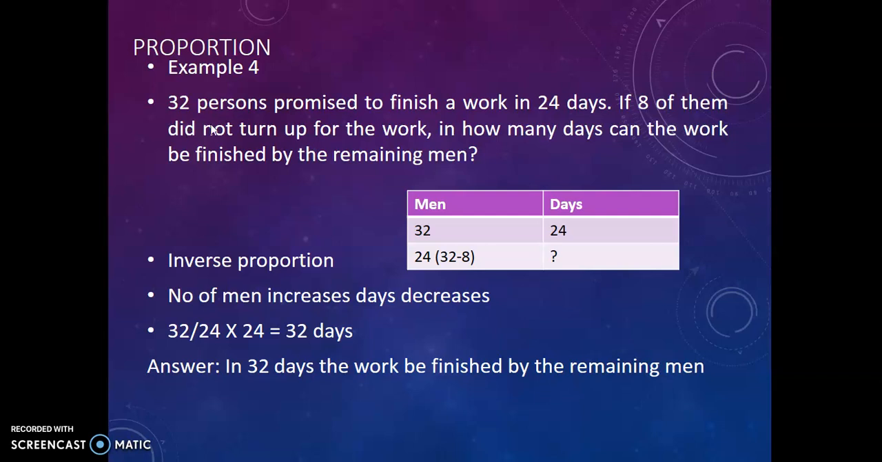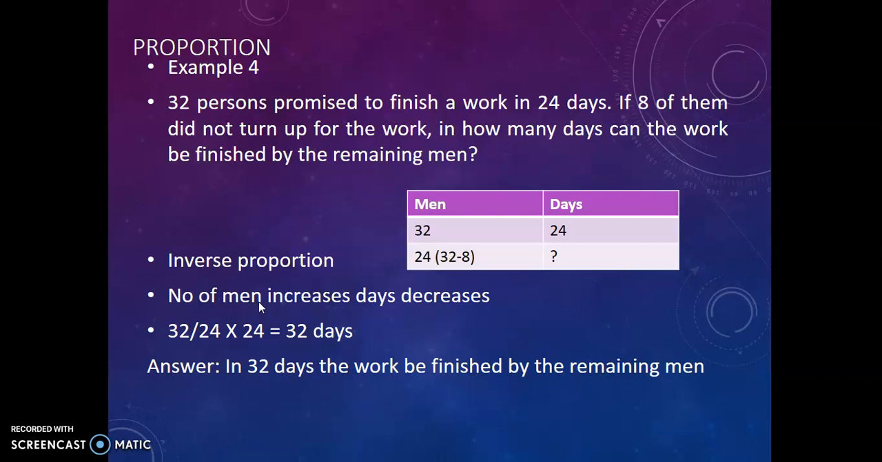32 persons promised to finish a work in 24 days. If 8 of them did not turn up for the work, in how many days can the work be finished by the remaining men? So here the data is men and days. In the first case, 32 men work for 24 days. Then we want to find out for 24 men. So 8 are not able to continue the work. So we have to find out the number of days for 24 men.